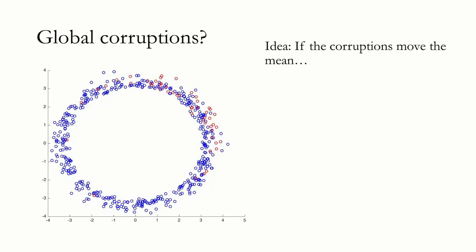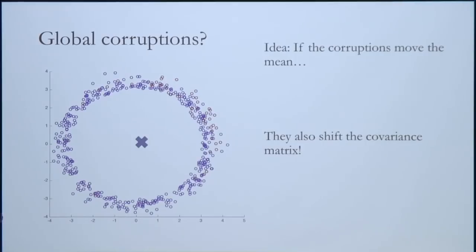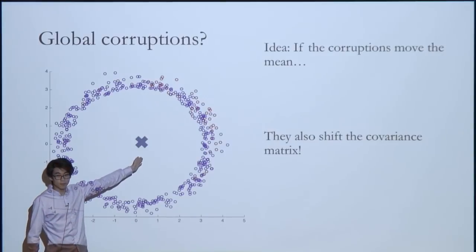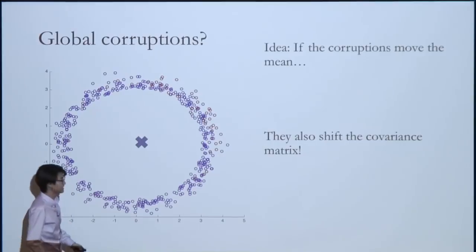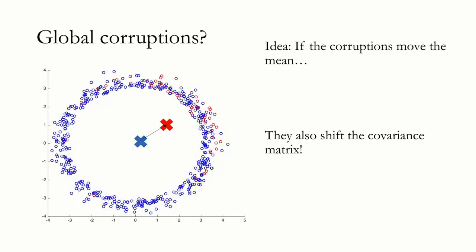The idea is the following. If the corruptions are moving the mean, then they must somehow be conspiring to work together. You can show, in a purely geometric statement, that they must shift the covariance matrix under some model assumptions on the uncorrupted data. The picture is the following. Suppose this is the true mean of my uncorrupted data. It's supposed to be around 0. Well, close enough. But the empirical mean of my data is actually over here, so it's a little bit off.